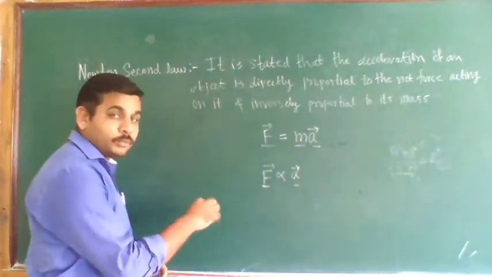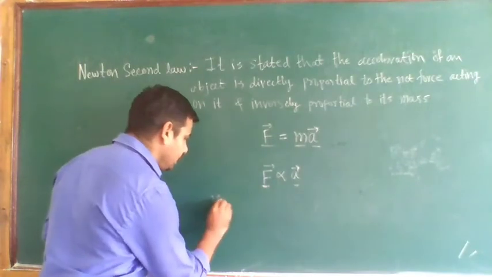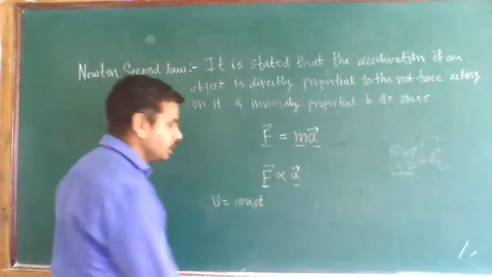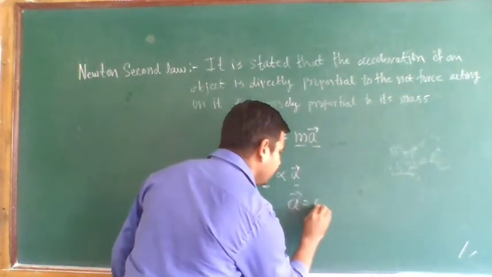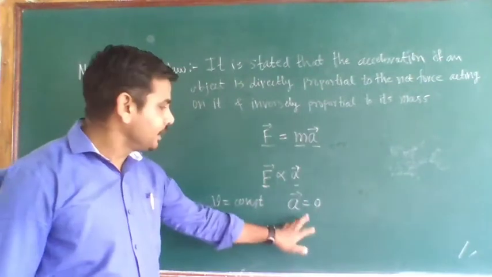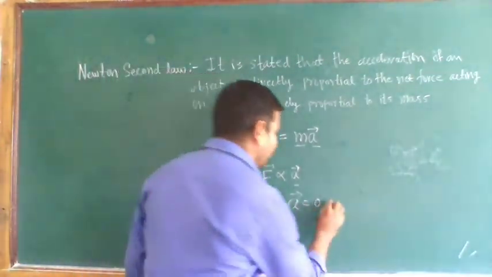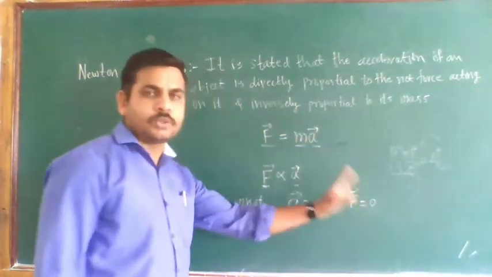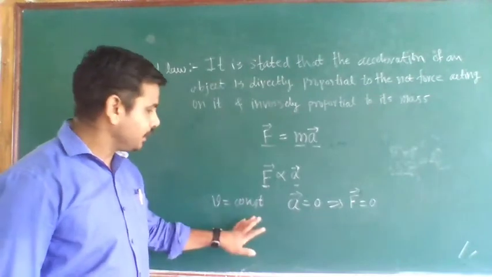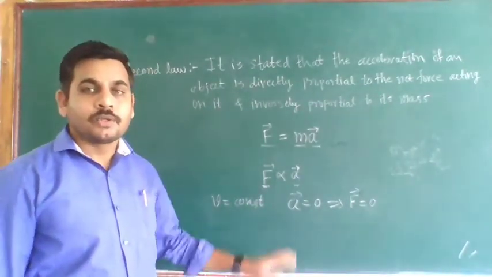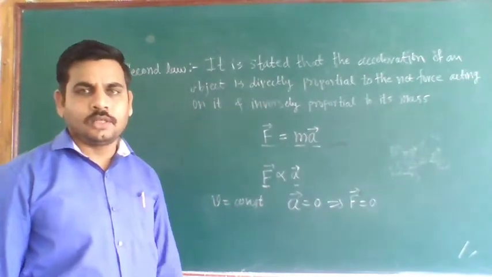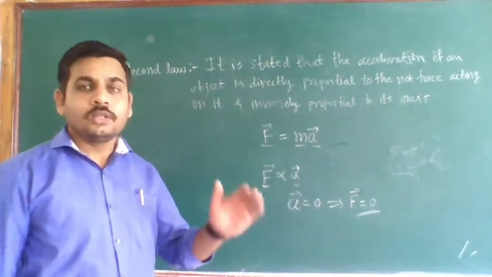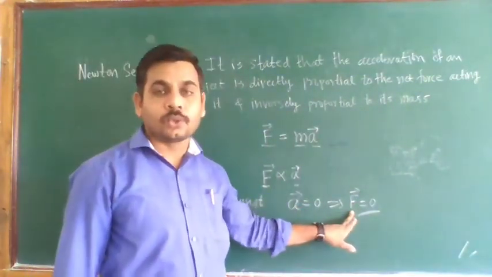Okay, if the motion is constant, the velocity is constant, and if this velocity is constant, the acceleration of that body becomes 0. When this acceleration becomes 0, you get F is equal to m times 0, which is again 0. So basically this is the special case of your Newton's first law.